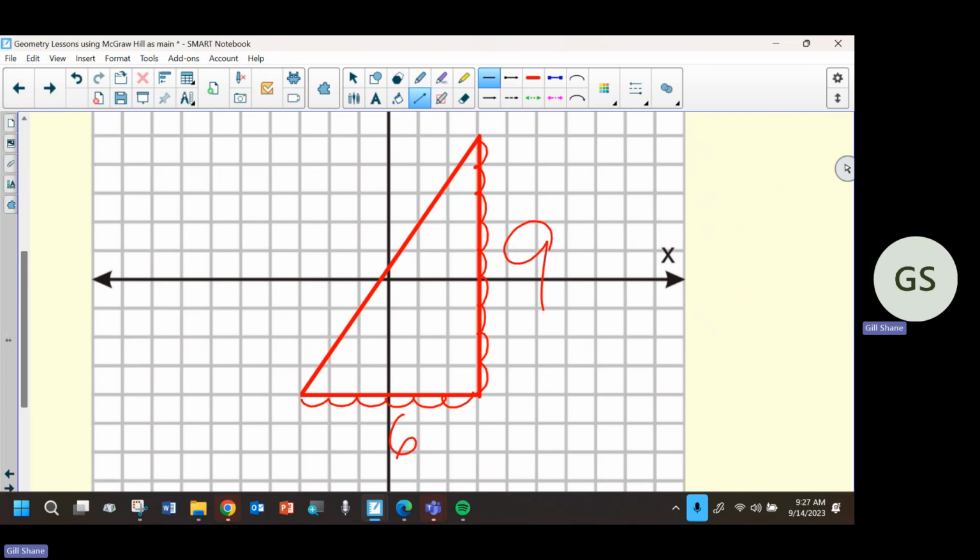What did we do last class, at the end, the last thing? Perimeter. You're doing perimeter on this one. So we need to know how long that side is, and then we just add all 3 of them together.